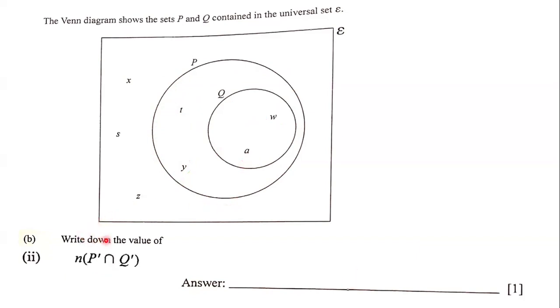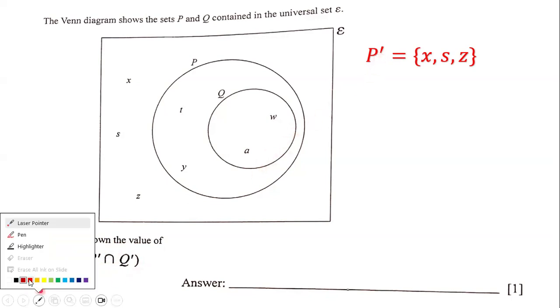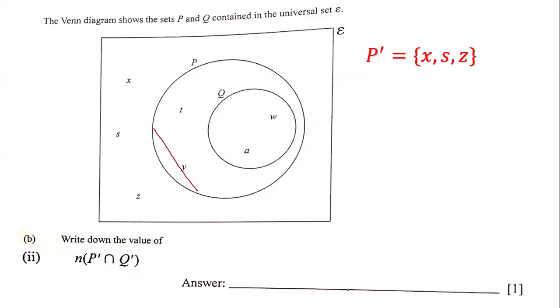Next, the question says, write down the value of the number of elements in P complement intersect Q complement. What does that mean? Let's first list off the elements in P complement. Now, what do we mean by P complement? P complement means all of the elements that are inside the universal set, but we do not include any of the elements inside set P. Notice that all of this is set P. We do not include these elements in our listing. But all the other ones you can include.